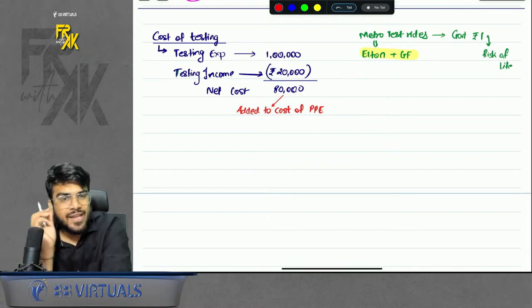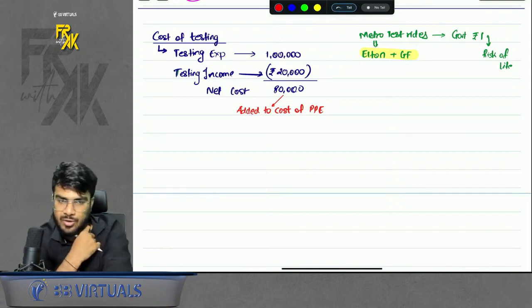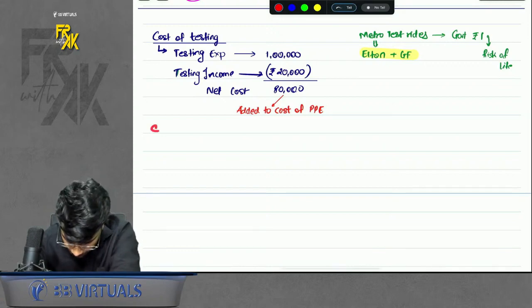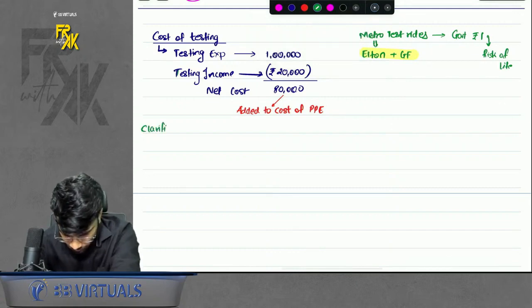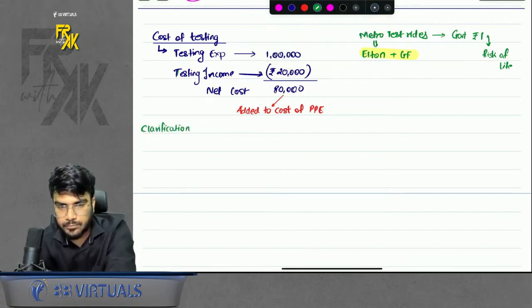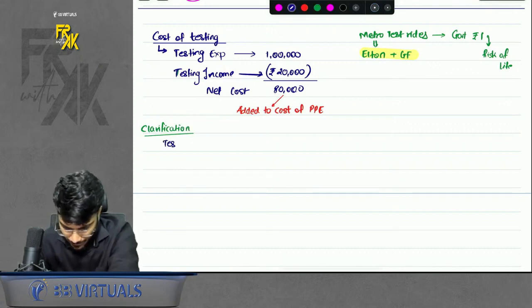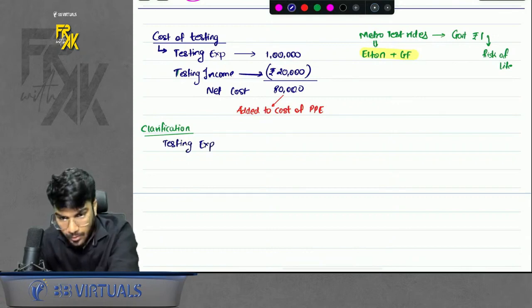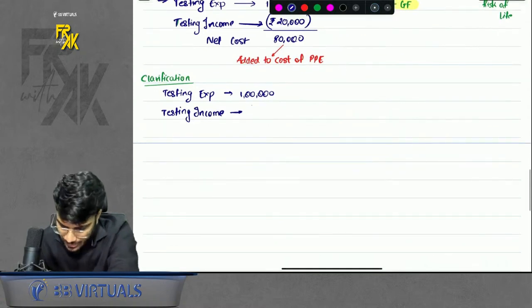Now there is one more clarification which was introduced on this point. What is this clarification all about? You will give the heading as clarification. Let's assume you incur a testing expense of 1 lakh. Agreed. But is it possible that while earning some income during testing, your income exceeds your expenses? So your income is 1,30,000.